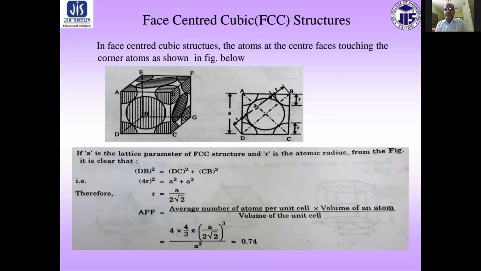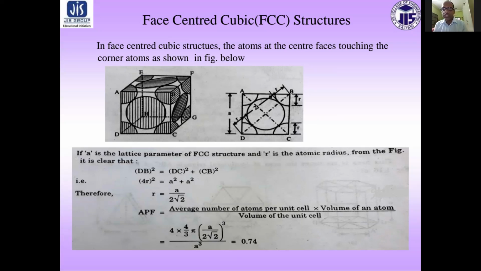In the last session we discussed the atomic packing factor for the simple cubic structure and body centered cubic structure. Today we are going to discuss, first of all, the face centered cubic structure, or FCC structure. As we can see, in the FCC unit cell there are 8 corner atoms and a total of 6 faces. The 6 faces contain atoms. The face atoms are touched by the corner atoms, as shown in this figure.